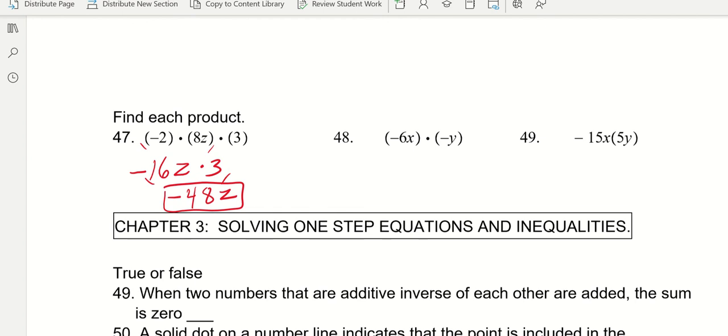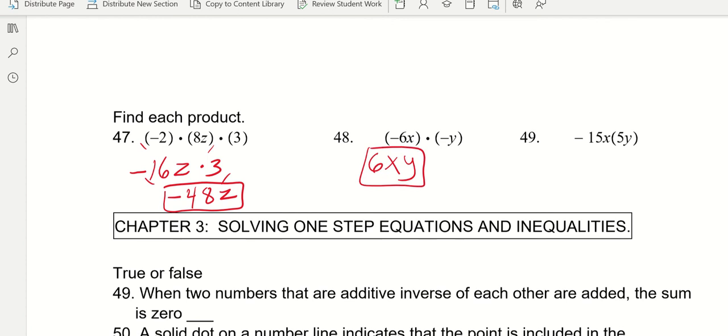Number 48. Negative 6x multiplied by negative y. A negative multiplied by a negative is a positive. What number is in front of this y here? It's negative 1, right? So what's 6 times 1? It's just 6. Negative times a negative is a positive, so we get 6xy. Boom.